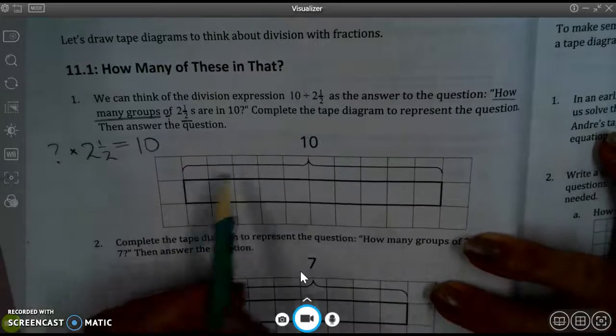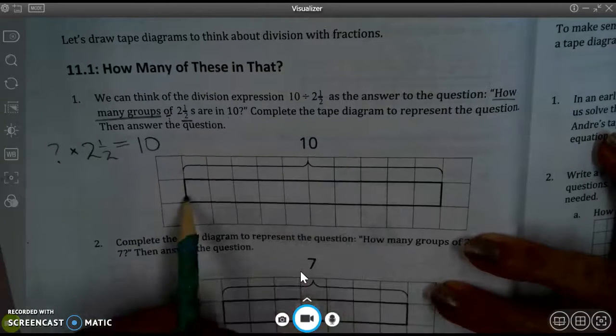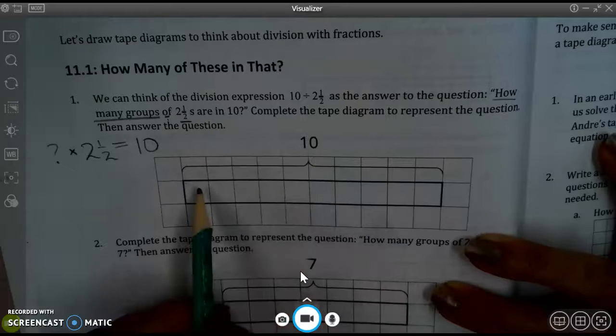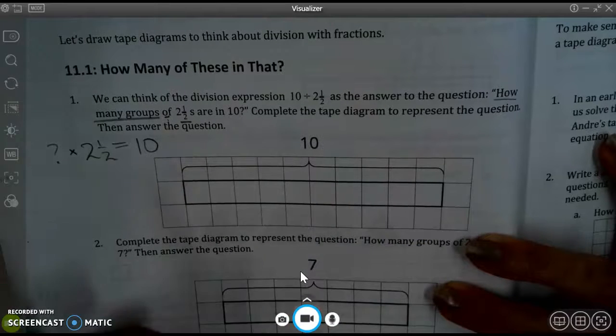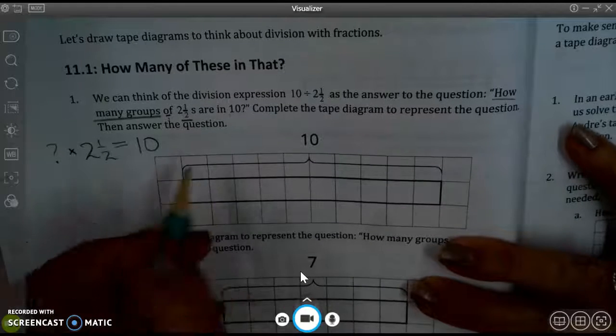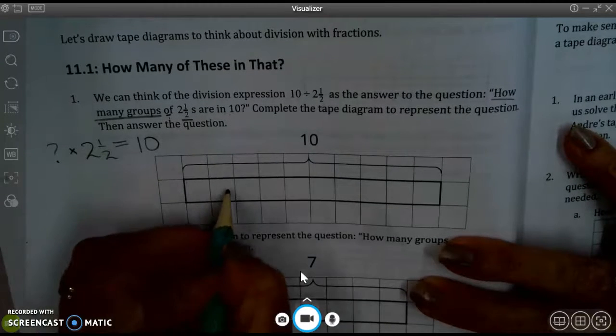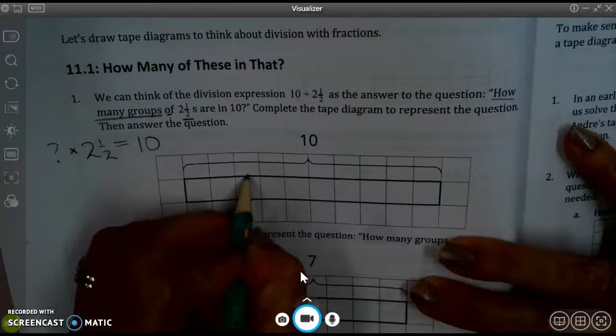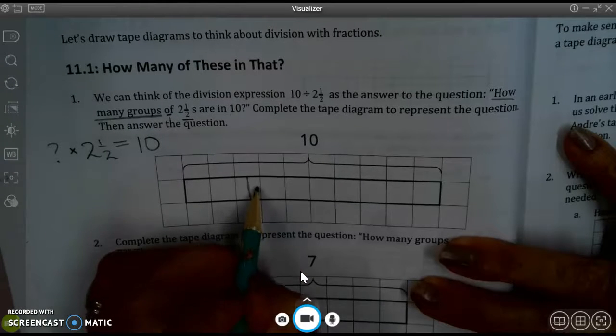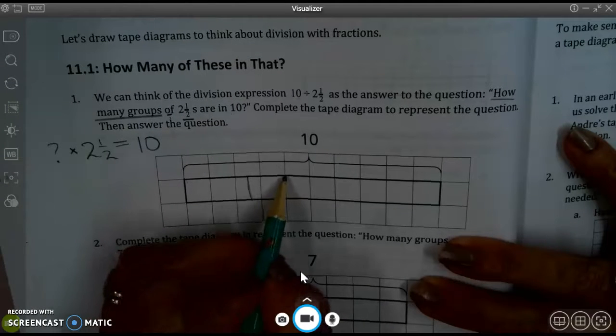So I can see that I have this model, or this tape diagram, and it shows me that the value of it is 10. And I want to know how many groups of 2.5 there are. So what I'm going to do is separate this by 2.5. So this is 1, 2, and then a half. So this is a half. So this would be 1.5, 2.5.